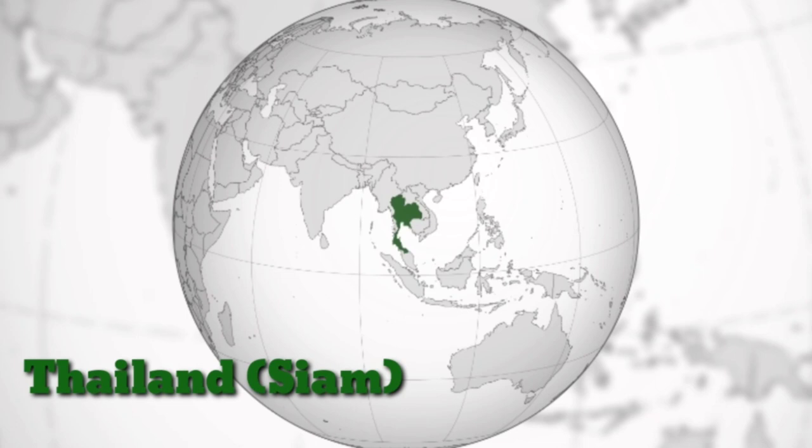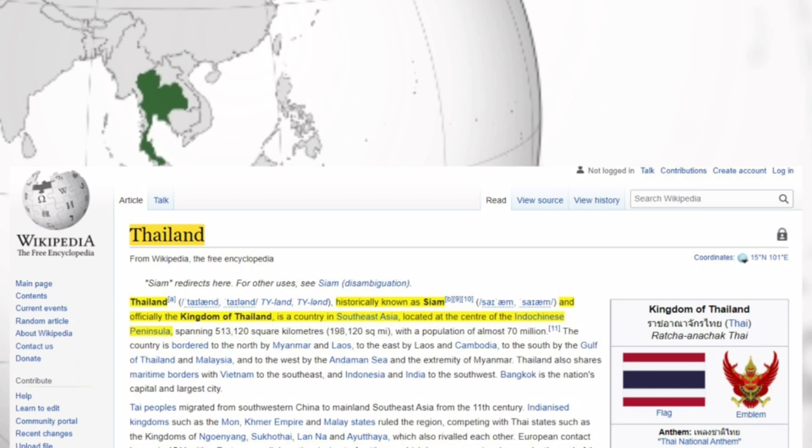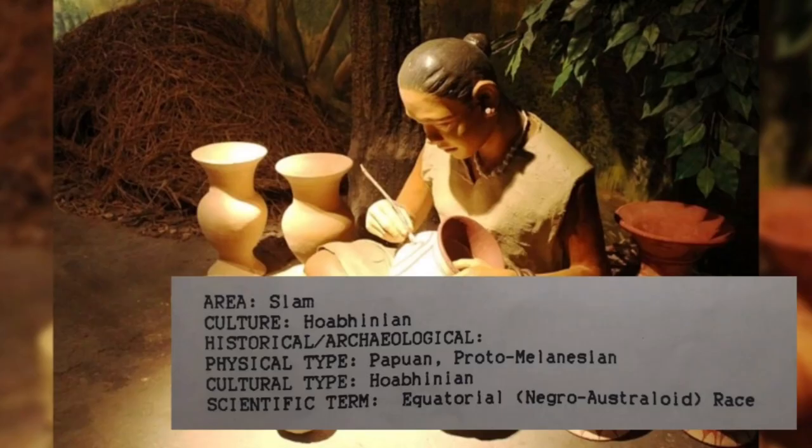Thailand, Siam. Thailand, historically known as Siam, and officially the Kingdom of Thailand, is a country in Southeast Asia, located at the center of the Indo-Chinese Peninsula. Area, Siam. Culture, Hoabinhian. Historical, archaeological. Physical type, Papuan, Proto-Melanesian. Cultural type, Hoabinhian. Scientific term, equatorial Negro Australoid race.